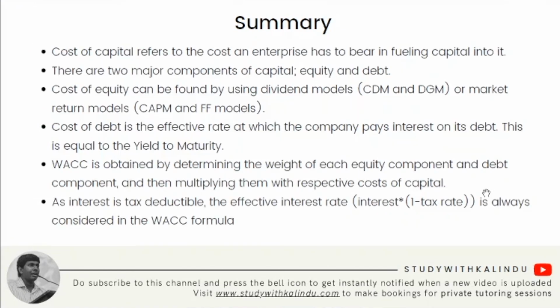Summary. Cost of capital refers to the cost an enterprise has to bear in fueling capital into it. There are two major components of capital, equity and debt. Cost of equity can be found by dividend models or market return models. Cost of debt is the effective rate at which the company pays interest on its debt. This is equal to the yield to maturity. WACC is obtained by determining the weight of each equity component and debt component and then multiplying them with respective costs of capital. Remember, individual weights by individual cost of capital. As interest is tax deductible, the effective interest rate, interest into 1 minus tax rate, is always considered in the WACC formula.